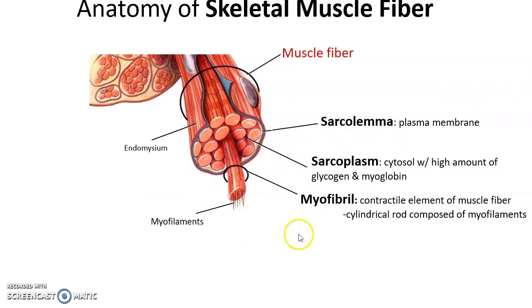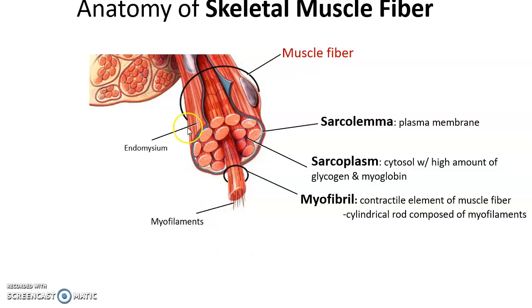All right, and then the skeletal muscle fiber itself has some anatomy terms specific to itself. Some of these are basically new names for old structures. So for instance, the plasma membrane of the muscle fiber is known as the sarcolemma. Plasma membrane is now sarcolemma.